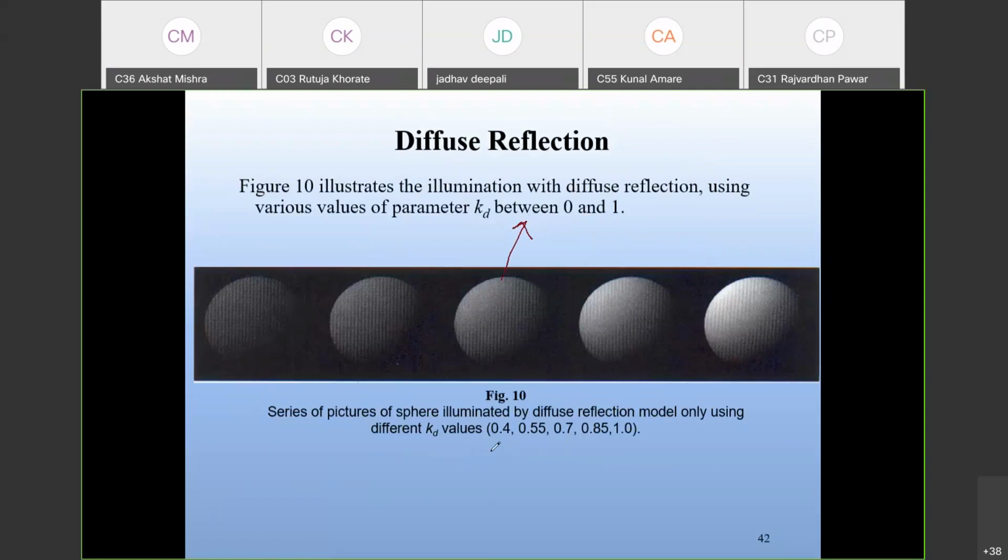When it is near 0, you can observe it reflects less, and that's why the surface intensity is less. But when it is near 1, or actually 1, then it reflects more. In that case, you can see the intensity of the object is more. That's shown here with different values: Kd 0.04, 0.4, 0.55, 0.7, 0.85 and 1. In every diagram you can see the intensity of the light is different.